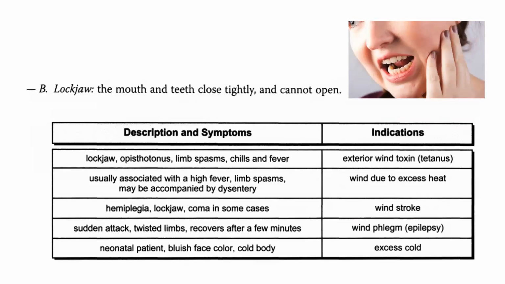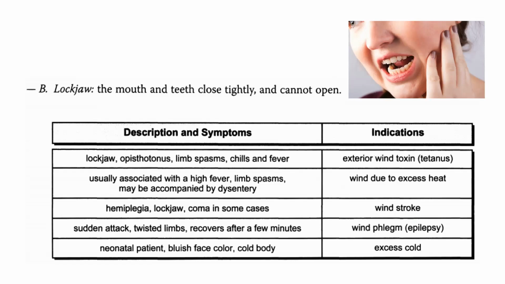Next, we have locked jaw. This means the mouth and teeth close tightly and cannot open. So if it's locked jaw, opisthotonus, lip spasms, chills, and fever, this indicates exterior wind toxin, as in tetanus. If it's usually associated with high fever, there are limb spasms, and may be accompanied by dysentery, it is an indication of wind due to excess heat.